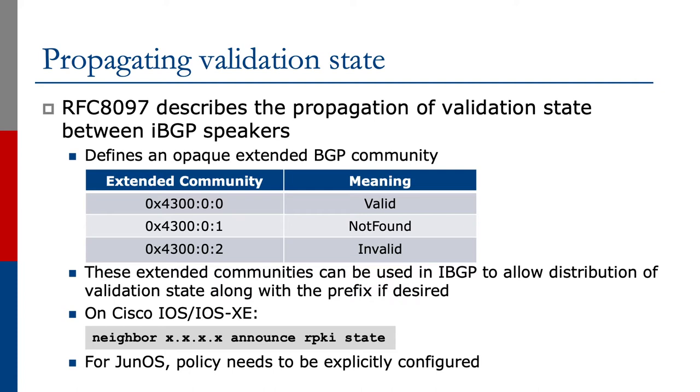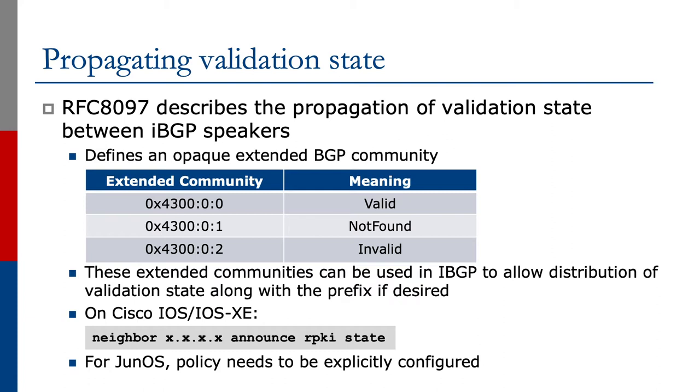There's actually an RFC that describes how to propagate the validation state between IBGP speakers. RFC 1897 defines an opaque extended BGP community. It has three values, mapping onto the three validation states: valid, not found, and invalid. These extended communities can be used in IBGP to allow distribution of validation state along with the prefix if desired.